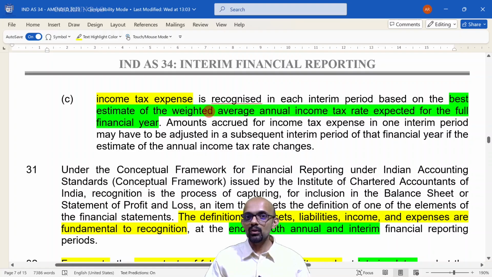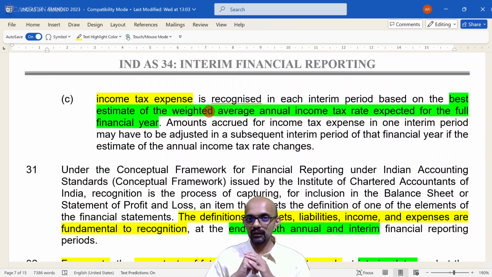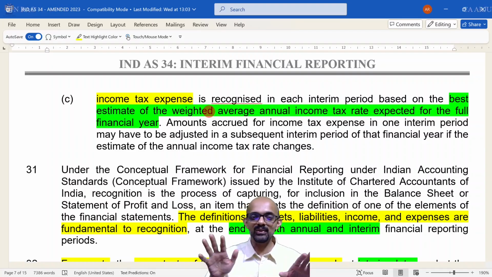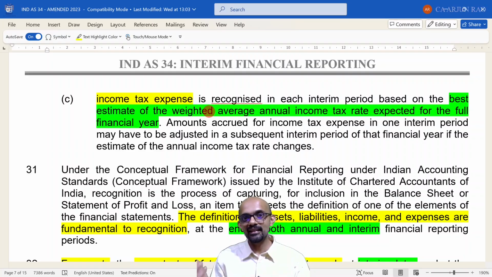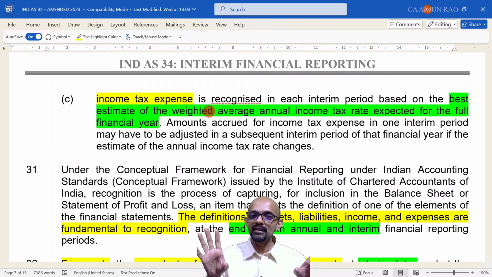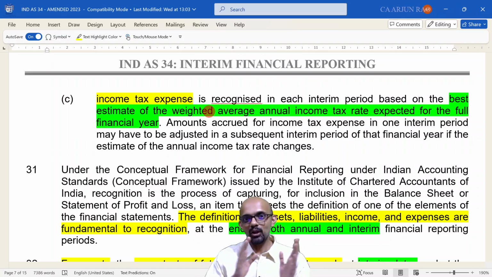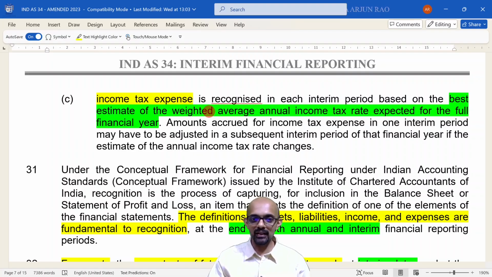If you expect that for the year you are going to make a profit, and in the first quarter you have made a loss, then you won't carry forward that loss and set it off. You don't recognize a DTA in the first quarter and then reverse it in the second quarter. You have to show a tax saving in the first quarter interim, because you are expecting in the annual financial statements that you are going to make a profit. Depending on what you are estimating, accordingly you will have to calculate.